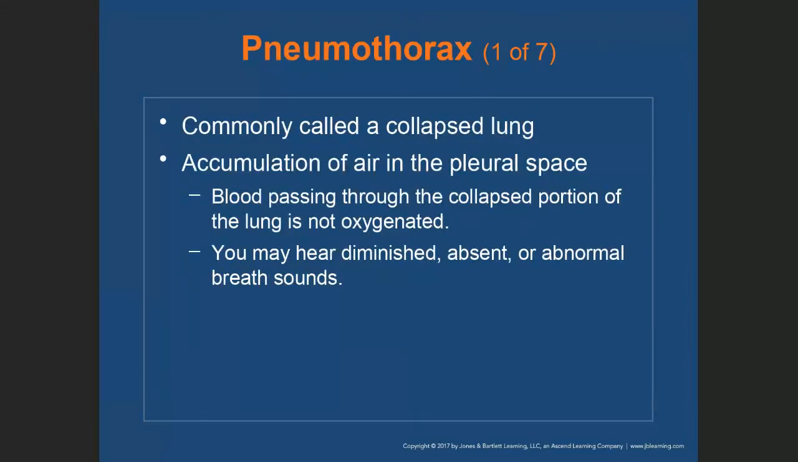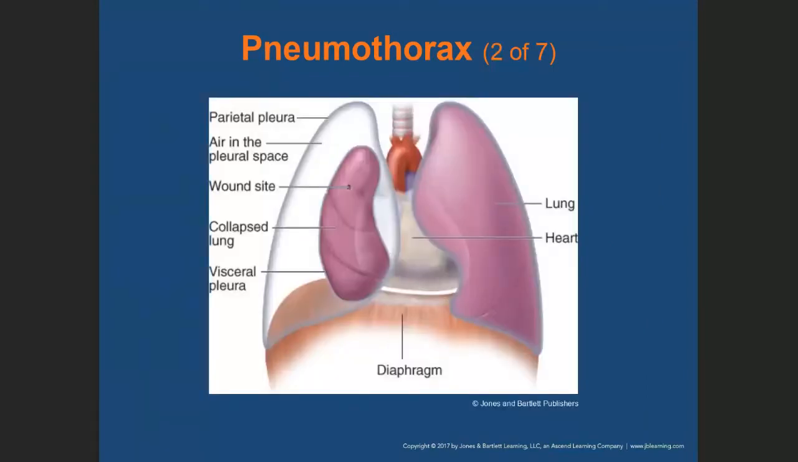Now let's look at issues. First one, pneumothorax. A pneumothorax is commonly referred to as a collapsed lung. And what it is, is the accumulation of air in the pleural space. Blood passing through the collapsed portion of the lungs is not properly oxygenated. You may hear diminished or absent or abnormal breath sounds on the affected side. So that's a pneumothorax. And this is what it looks like.